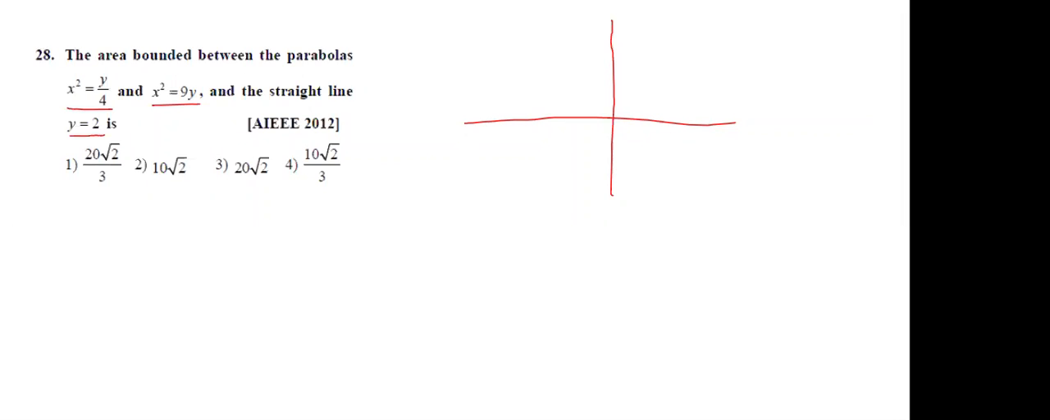Now first I am going to draw x square is equal to 9y. This is not exact, approximately. Intersecting at origin. Then x square is equal to y by 4. Here the 4a value of one curve is 1 by 4, and another 4a value is 9. By observing that, I am drawing the graph. This is another.